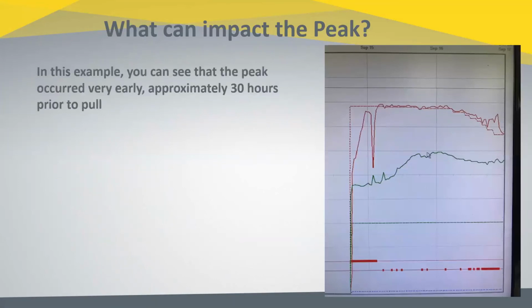So when we look at peak in this example, you can see that the peak occurred very early, approximately 30 hours prior to pull. You can see that here with this black dot. And this could be an example of someone that maybe started an incubator up too early, or maybe they set the eggs in a classic machine too early. And as a byproduct, it hit peak very early.